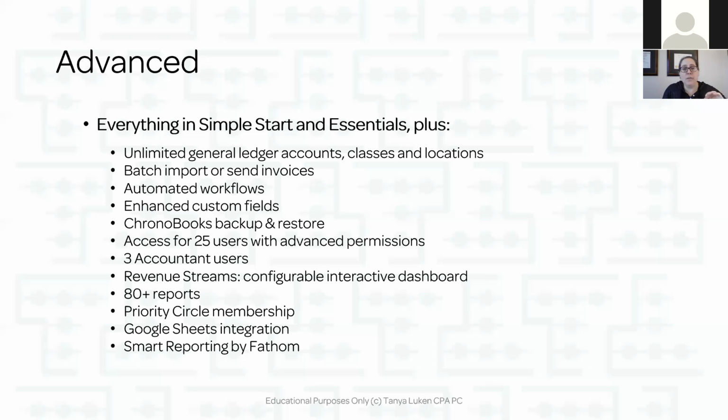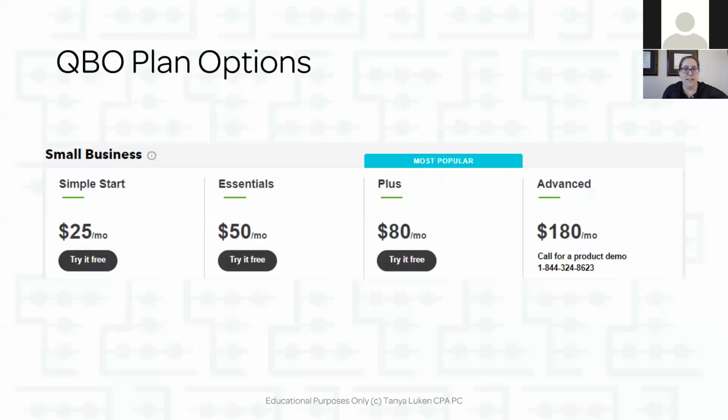Okay, so now that we've talked about all those things, these are the plan options again: Simple Start, Essentials, Plus, and Advanced. At this point, does anybody have any questions about the different versions of QuickBooks? We okay from here?